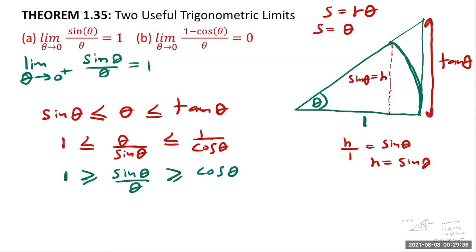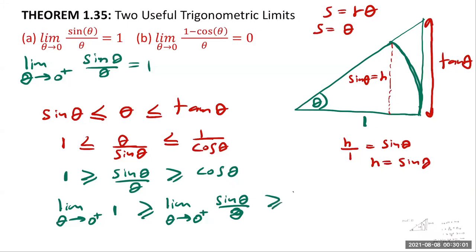Now what I'm going to do is take the limit. The limit as theta approaches 0 from the positive side of 1 is greater than or equal to the limit as theta approaches 0 from the positive side of sine theta over theta, which is greater than or equal to the limit as theta approaches 0 from the right hand side of cosine theta.